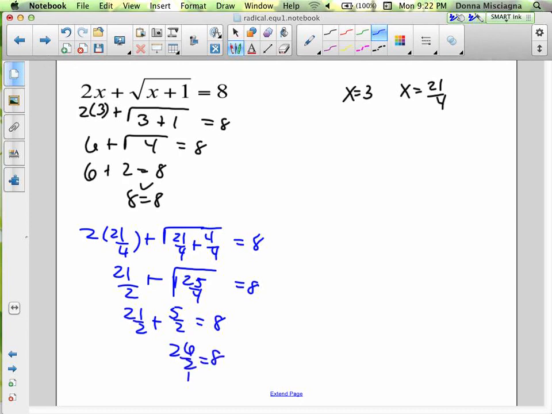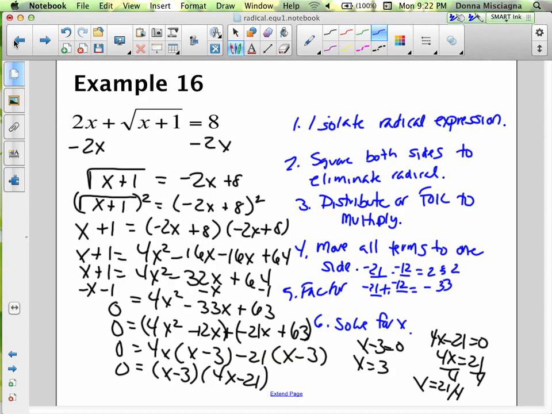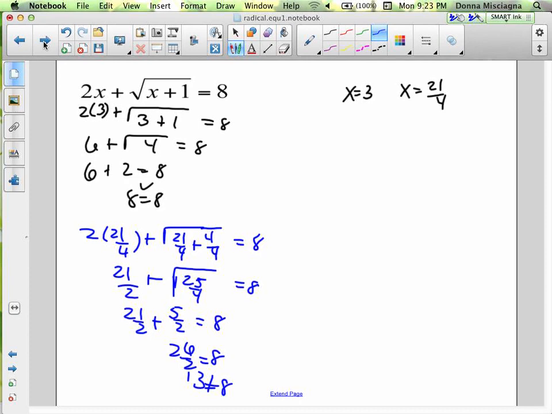Well, 13 doesn't equal 8. I don't think there's a mistake anywhere. Right? Let's go back here for a quick second, make sure I didn't write anything down wrong. So yeah, 21/4. Seems okay. So one solution. So this one's the extraneous. And this one's our solution.